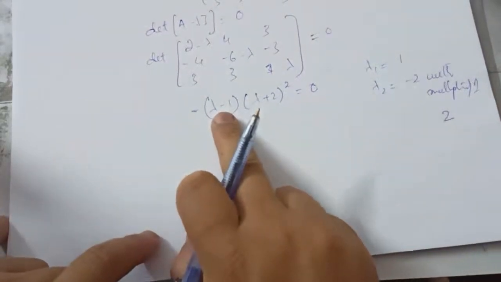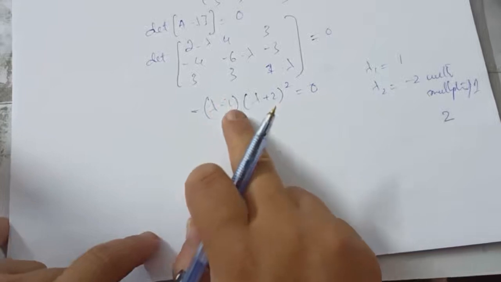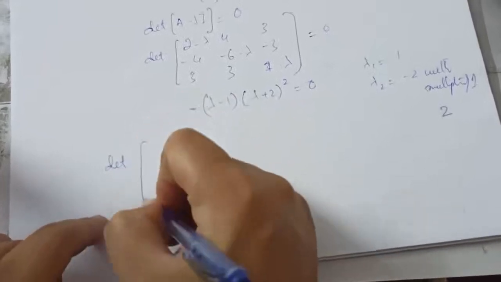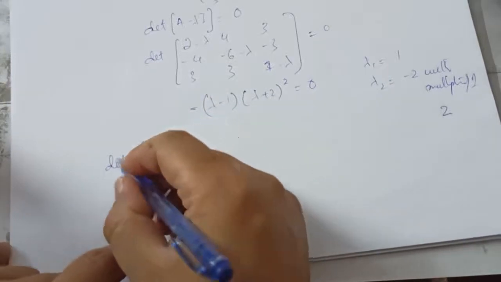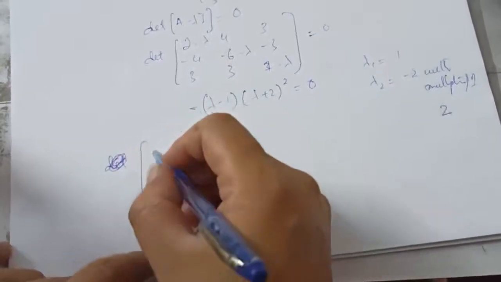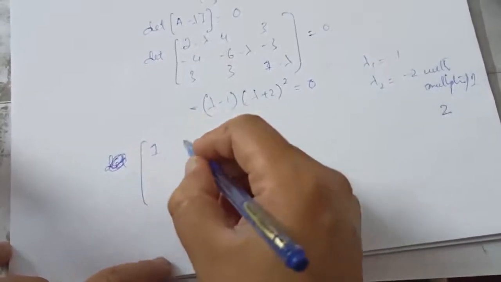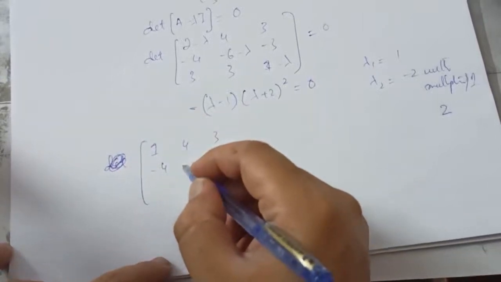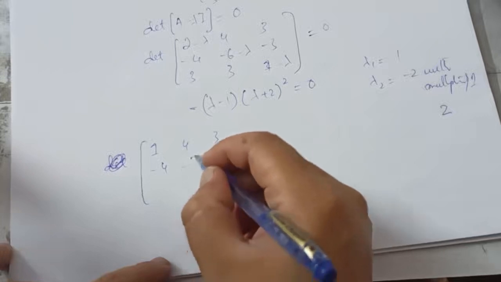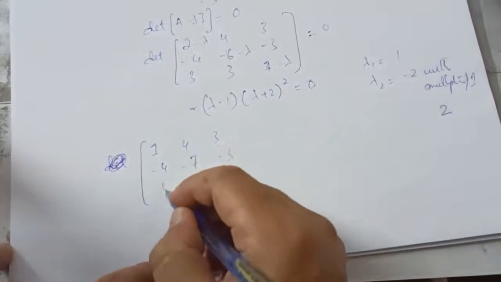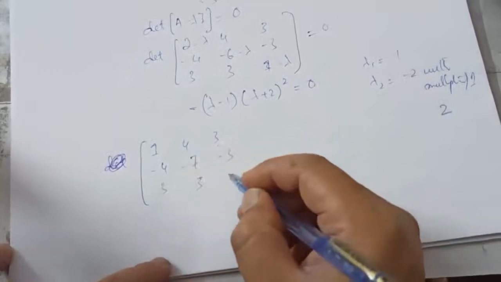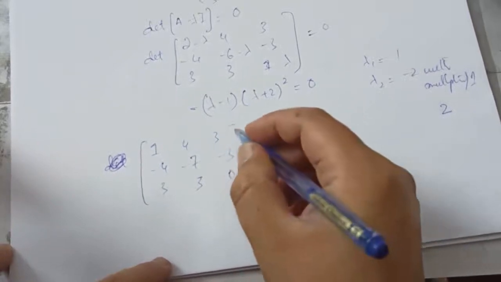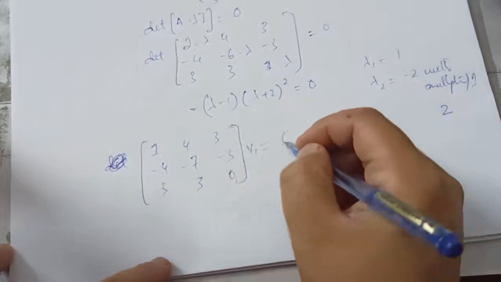Now what we have to do is find the eigenvectors. Let's try to find the basis for lambda equal to 1. Then you will have [1, 4, 3], [-4, -7, -3], [3, 3, 0] times v1 equal to 0.